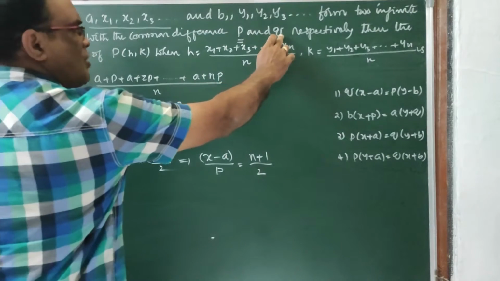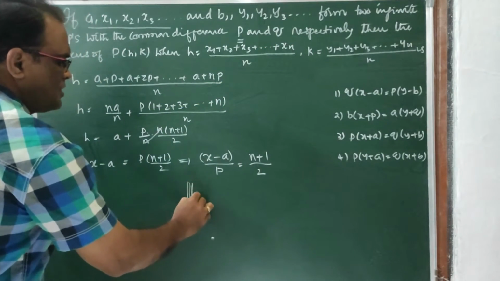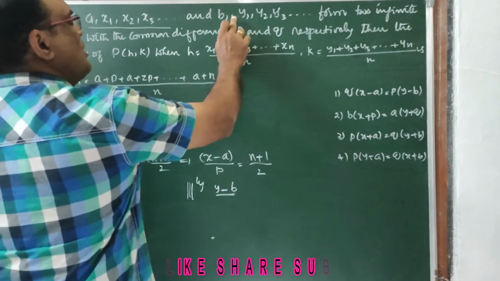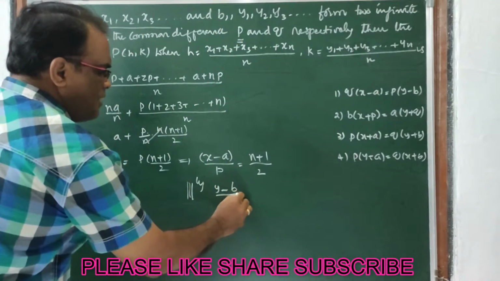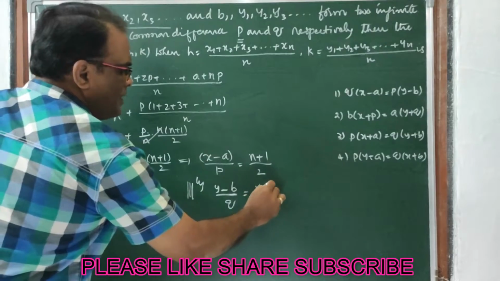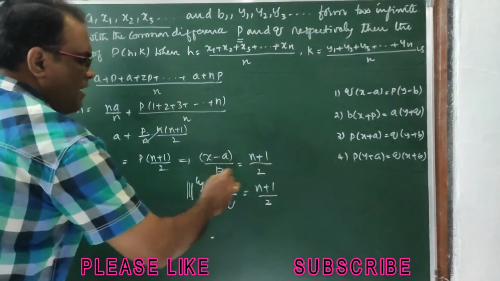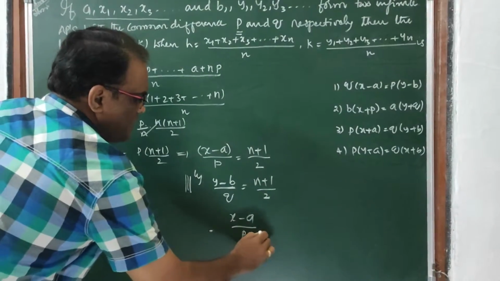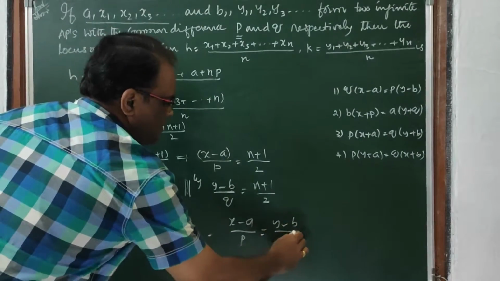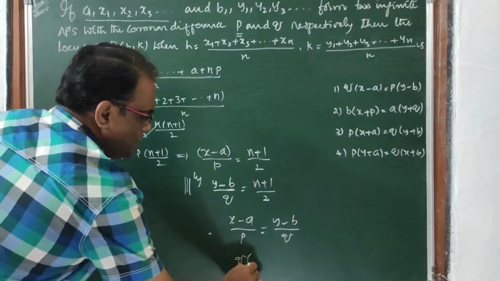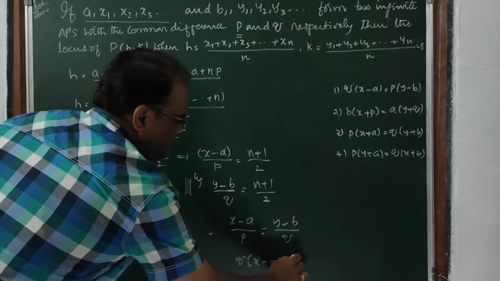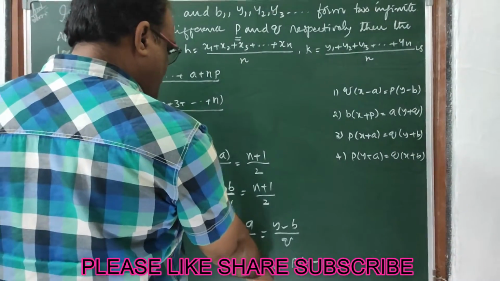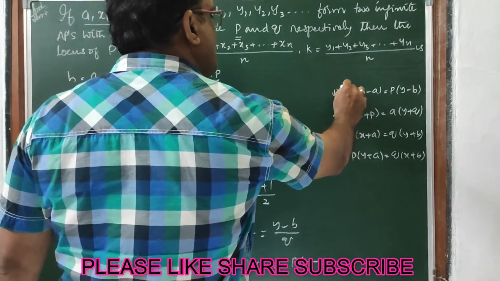The same we have with the common difference Q. So similarly we have (y minus b) by q, because it is starting with b, is equal to (n plus 1) by 2. Because the two are equal, (x minus a) by p is equal to (y minus b) by q. Cross multiplication: q into (x minus a) is equal to p into (y minus b). That is the first choice.